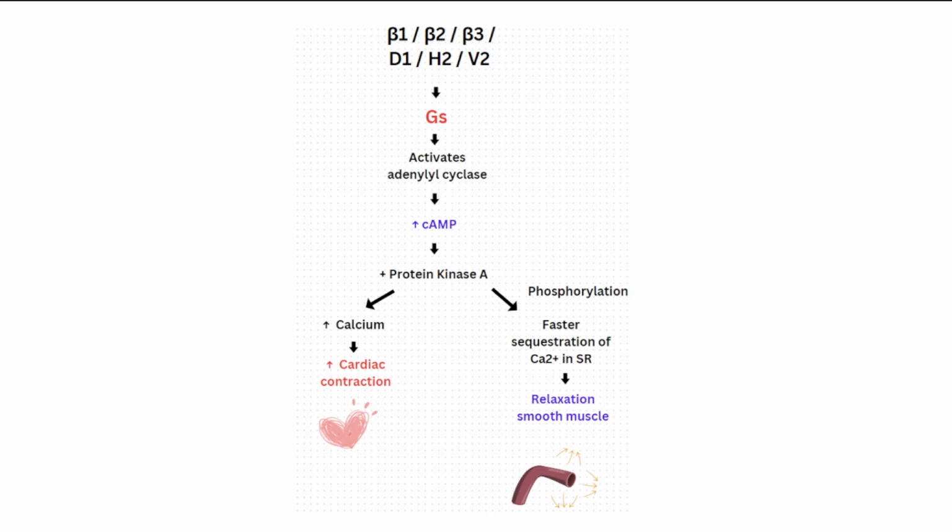So please remember, beta 1 is predominantly located in the heart and beta 2 is predominantly located in the vascular smooth muscles. They have got entirely different activity. So beta 1 will cause cardiac contractility, beta 2 will cause vascular smooth muscle relaxation and vasodilation. So coming to the pharmacological actions of individual systems.